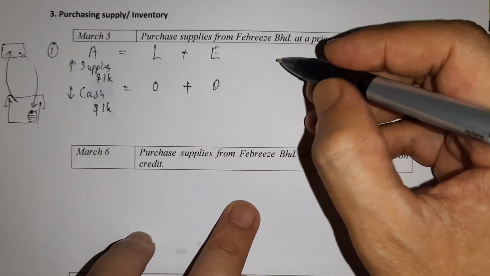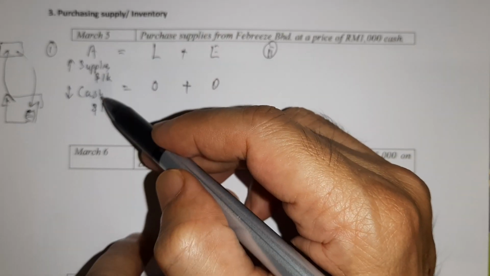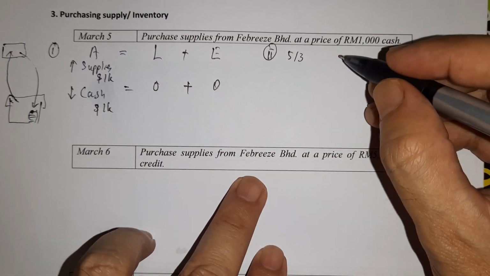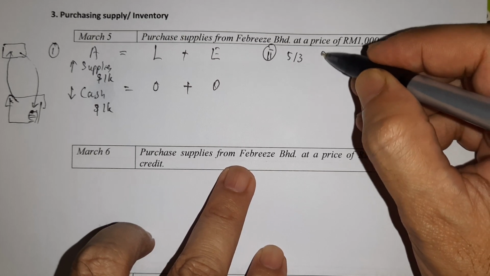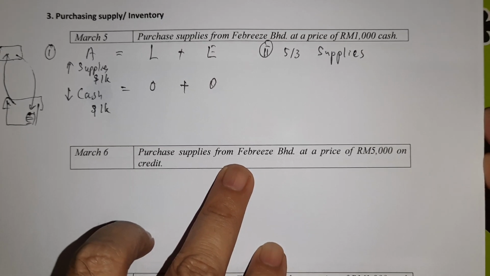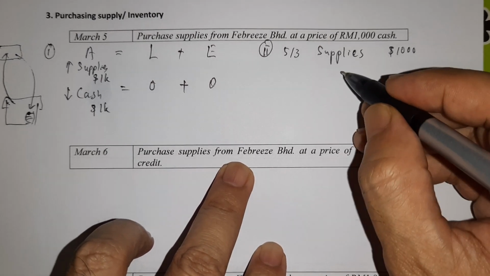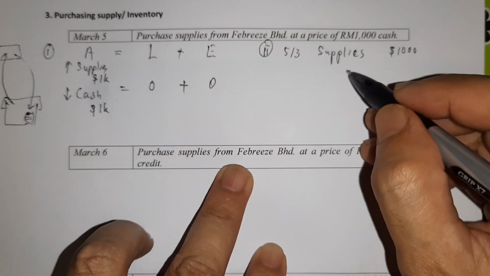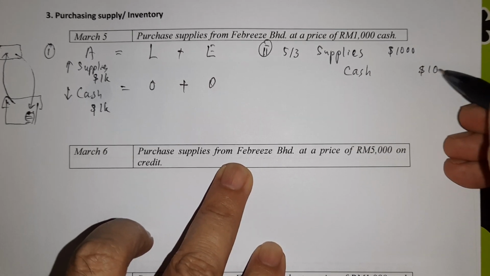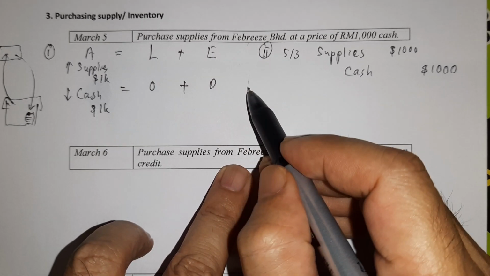Okay. So how to do the journal entry? Very straightforward. Asset increase, you debit. Asset decrease, you credit. So the date is 5th of March. Increase in asset supplies, so you debit account supplies. The amount is 1,000. Okay, and then decrease in asset cash, so you credit account cash. The amount is 1,000. Okay, so this is the answer.